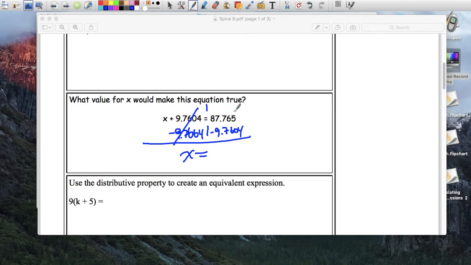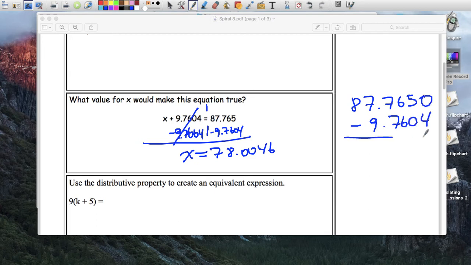So 87.765 minus 9.7604, that gives you 78.0046. Okay. So if you were to line up the decimals correctly, like this, and you add a placeholder, and you would subtract, and that's what you would get. Okay.